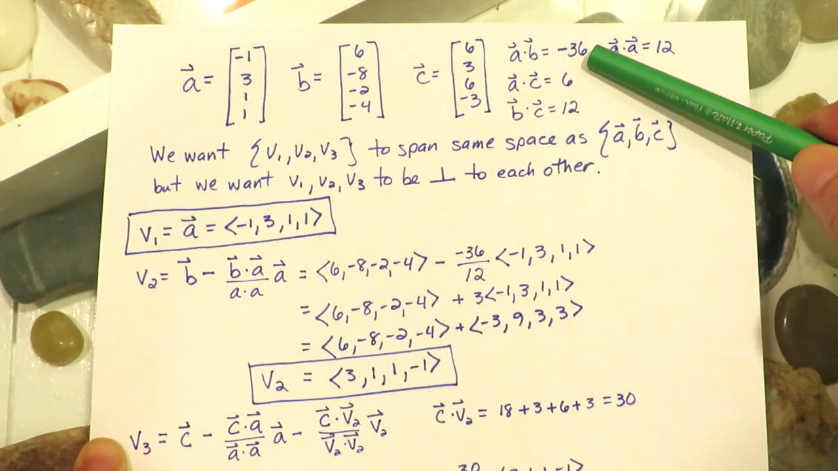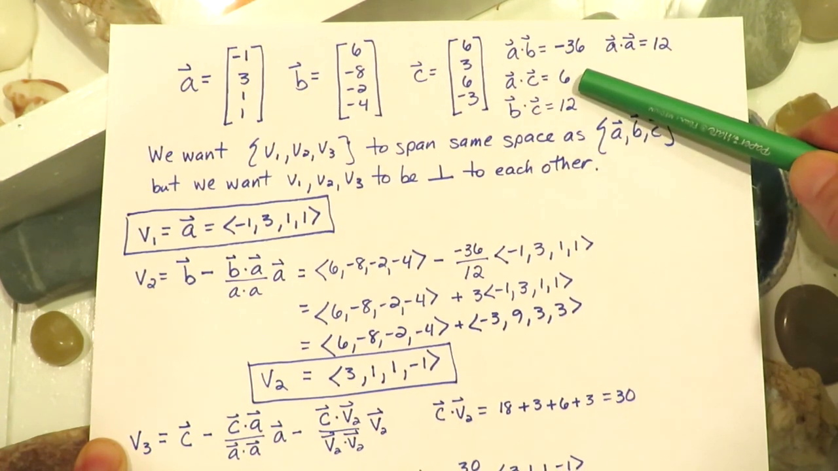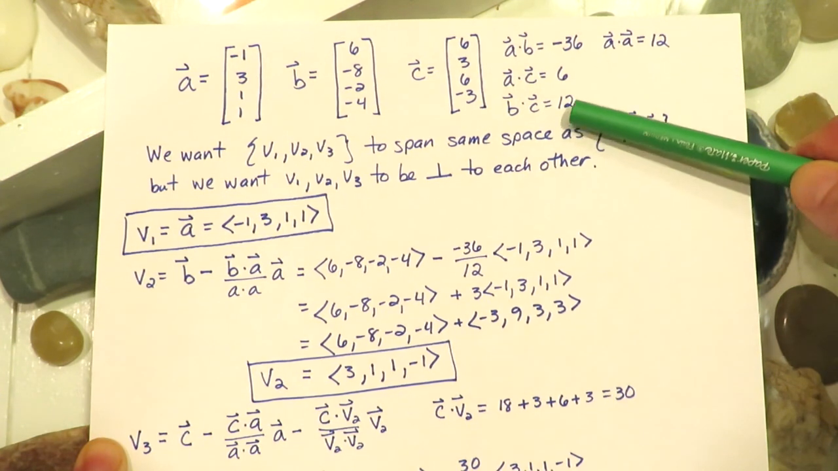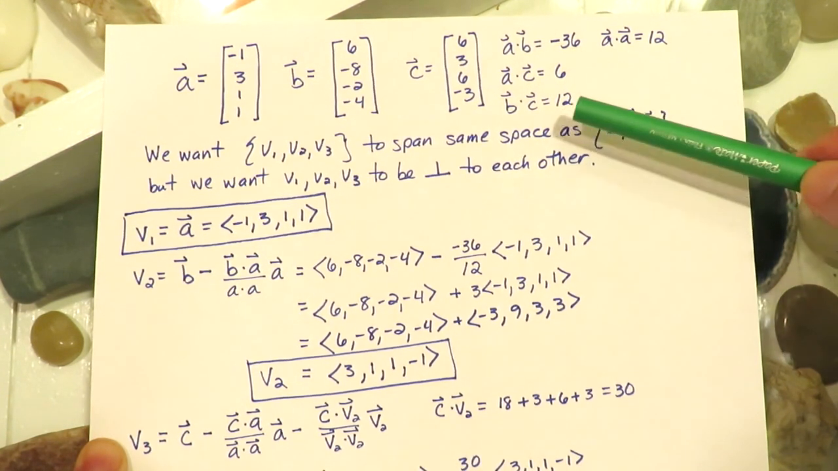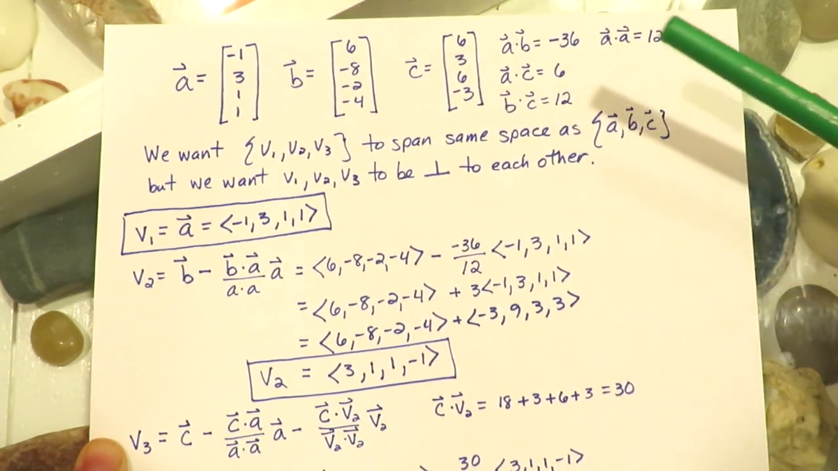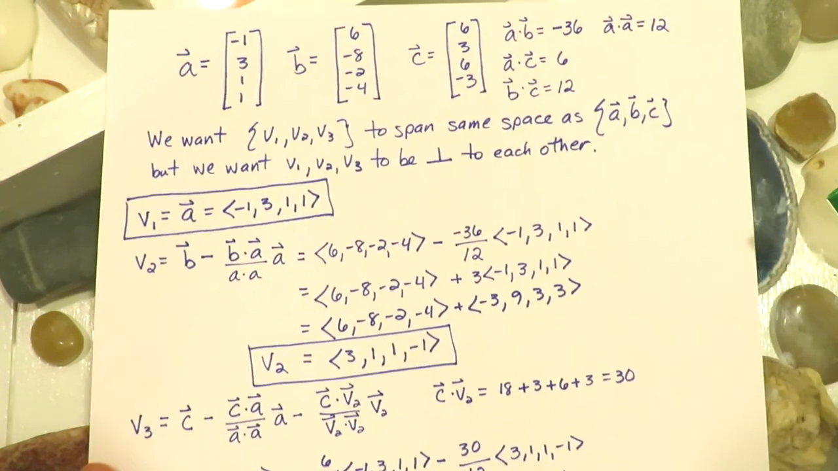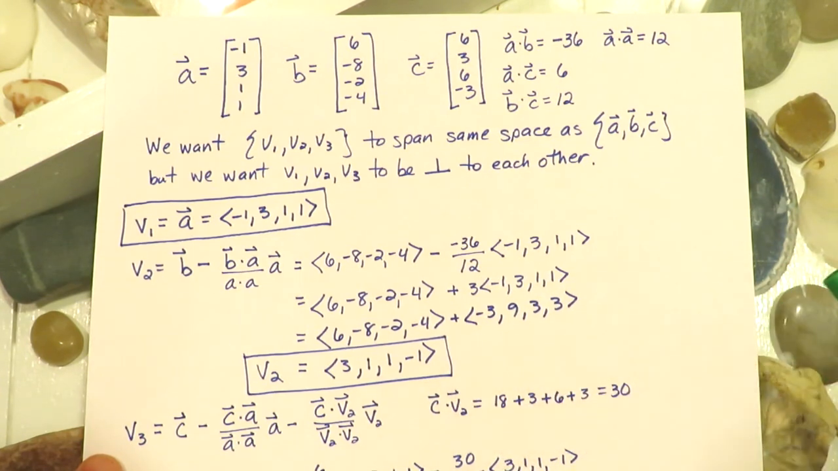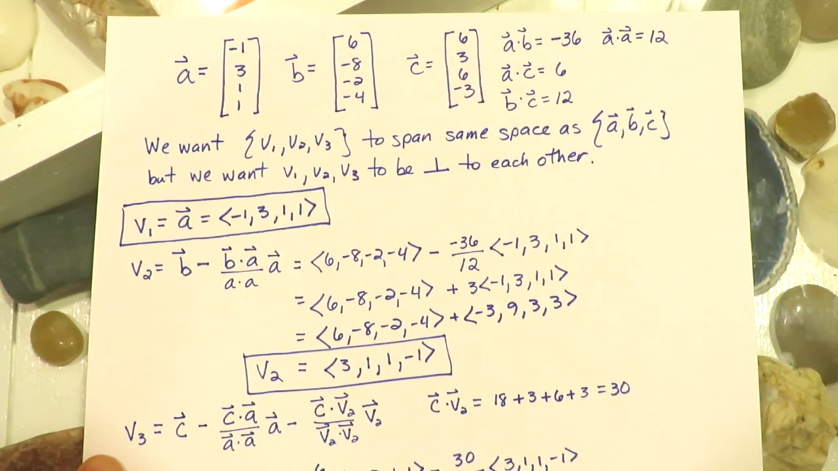A dotted with B is -36. A dotted with C is 6. B dotted with C is 12. They're not 0, therefore they're not perpendicular. So they will span some space in 4 dimensions, and we want to find a set of vectors that will span that same space, but the new vectors we want to be perpendicular to each other.